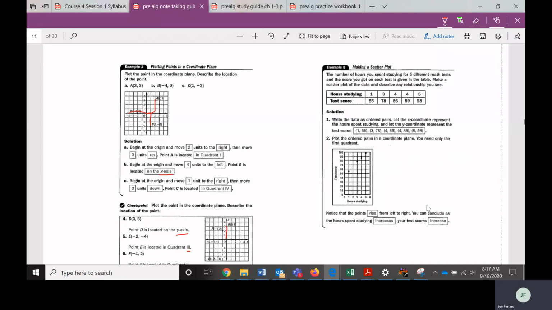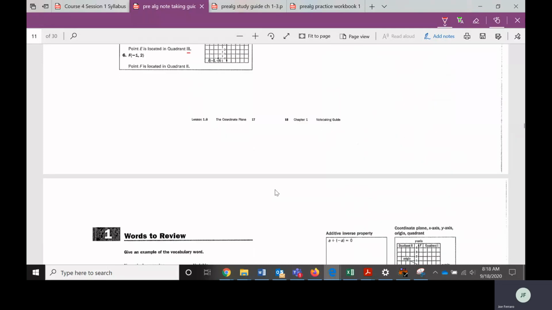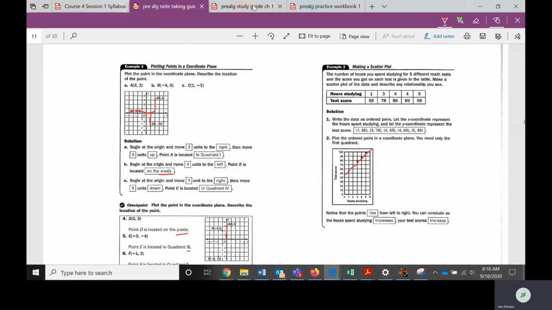And then you plot your points, and you can see that the points rise from left to right. So you can conclude as the hours spent studying increase, your test scores increase. So that's called a correlation. See, it kind of forms a line. That would be called a positive correlation, the increase from left to right. If it was a decrease from left to right, that'd be negative. That's all we have in the note-taking guide.